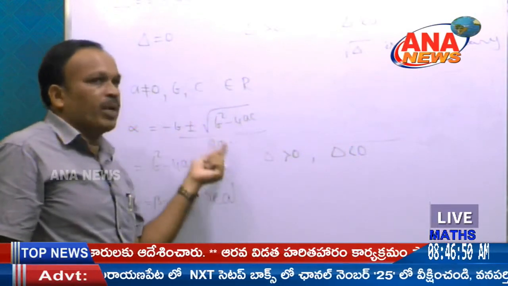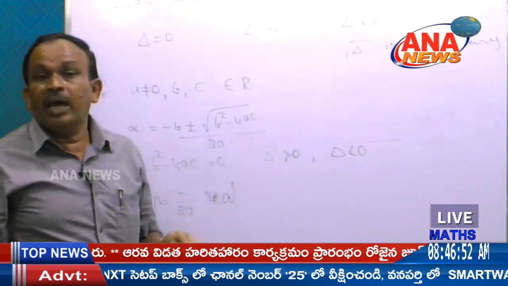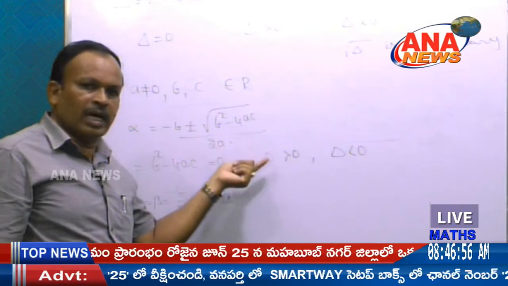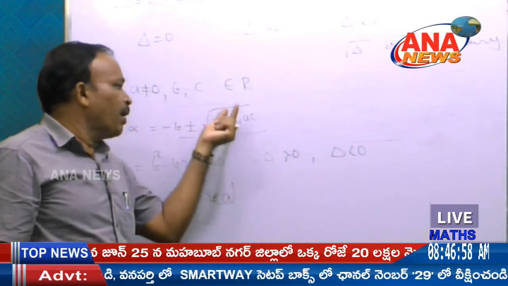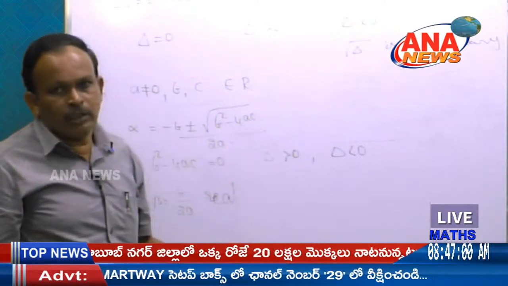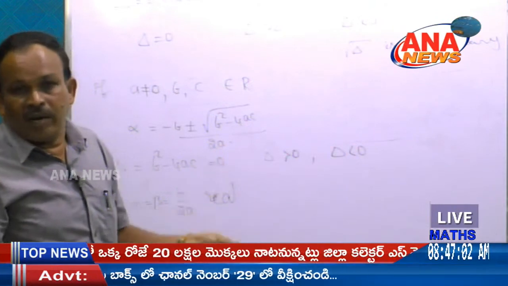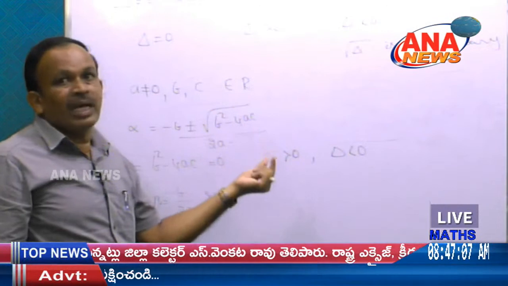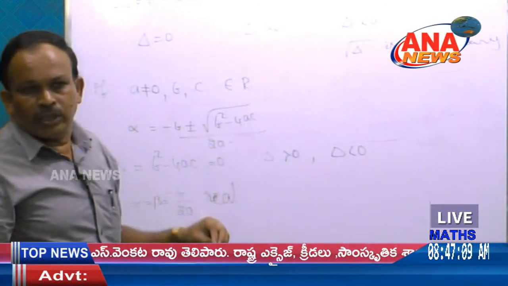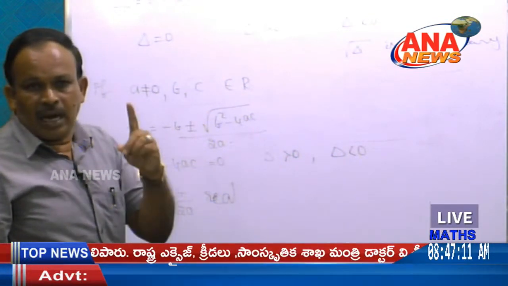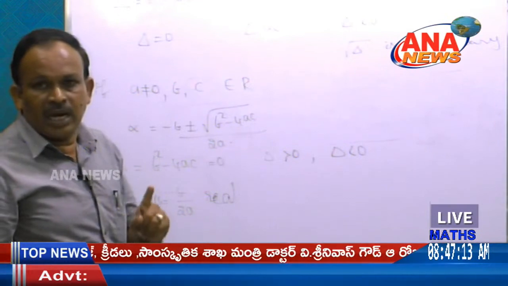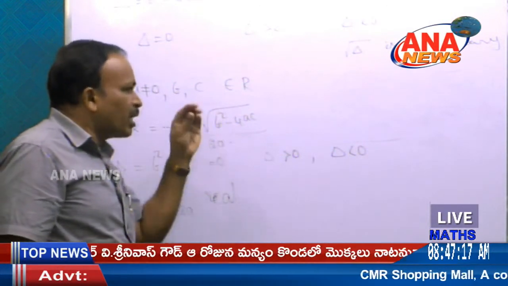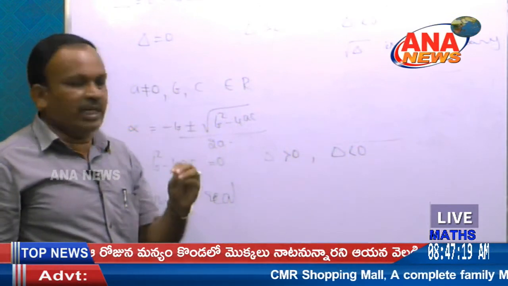Root over a real number is again real if it is positive. This is positive, delta greater than 0. That means b square minus 4ac is positive, where a, b, c are real values. Delta greater than 0, root over a positive real is again a positive real number. So root over something is a real quantity.